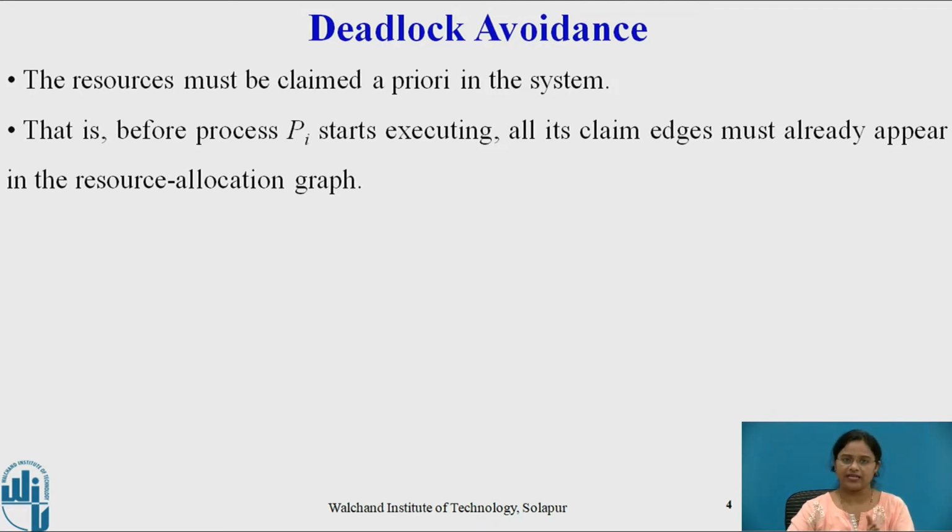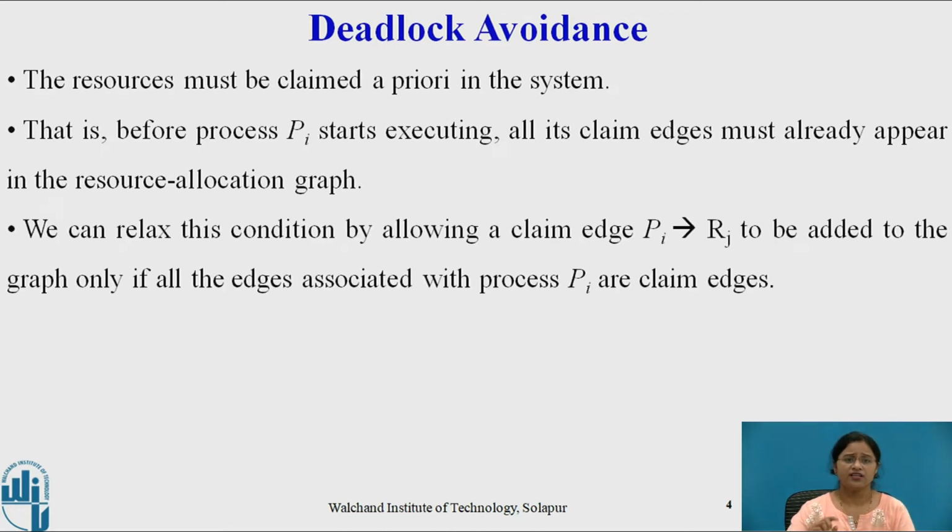Then whenever one of the claim edges is converted into a request edge, and if a cycle occurs, then can we say the system may enter into deadlock? Yes. If a cycle is there in the resource allocation graph, then we can say that the system may enter a deadlock state. That is why, to identify whether the system enters a deadlock state or not after assigning a particular resource to the process, it is necessary to check whether we can allocate that resource to the process, and that is done by the resource allocation graph.